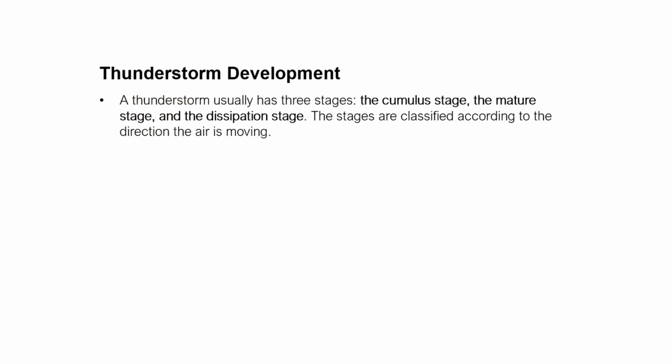And I'll talk about how this develops. So a thunderstorm usually has three stages. We have a cumulus stage, a mature stage, and a dissipation stage. And sorry, I'm talking a little fast.